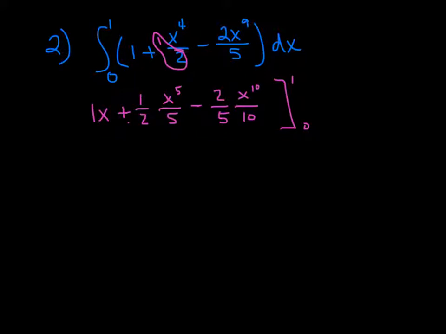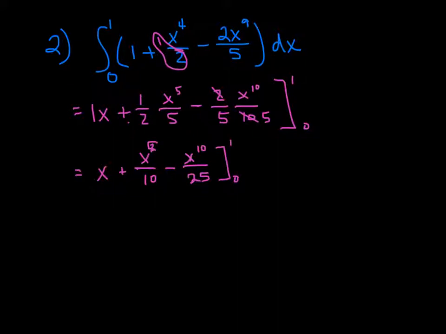All right, so let's clean this up one more step. So I'd have x plus, I'm going to clean it up to x to the 5th over 10 minus 2 is going to cancel into this 10 and leave a 5. So I'm going to have, let's see here, x to the 10th over 25. And again, from 0 to 1.